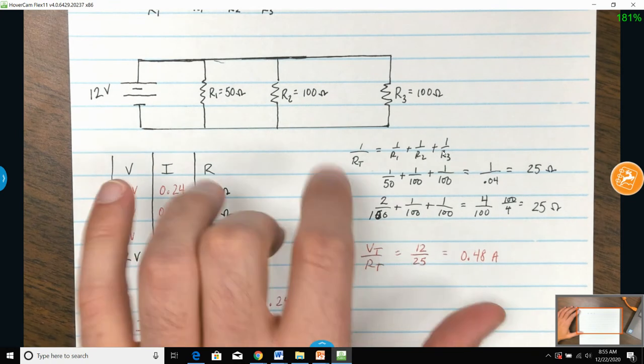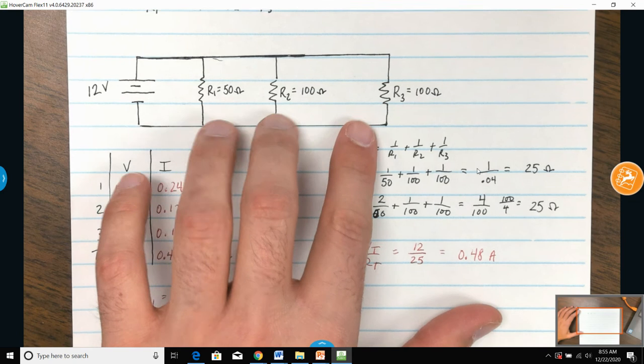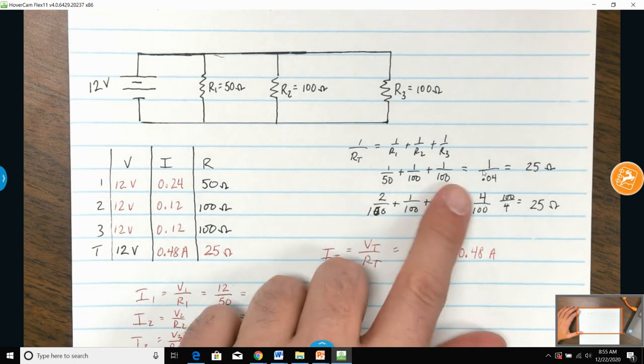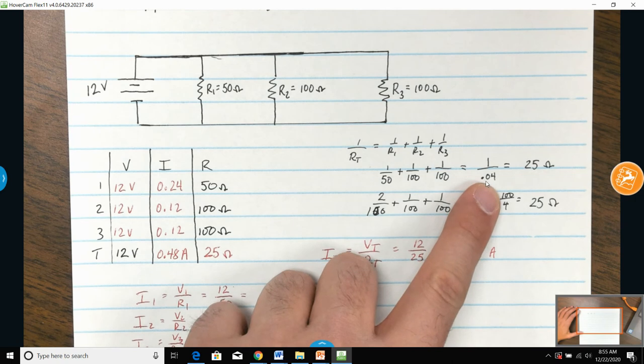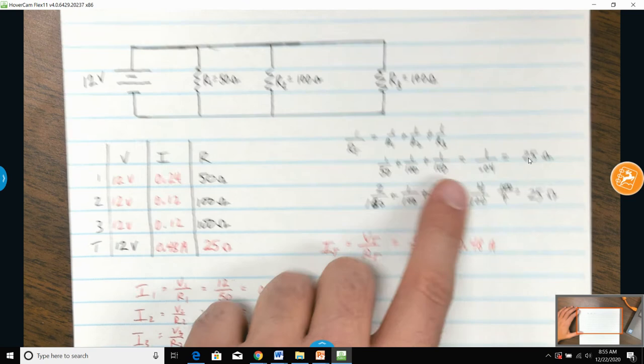So the first thing you want to do if you have a parallel circuit like this is find the total resistance. So you're going to do 1 over each of the individual resistors. And if you decide to do that and get a decimal, you have to do 1 divided by that decimal to get your final answer.